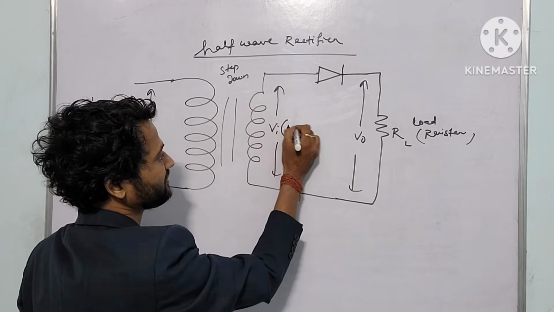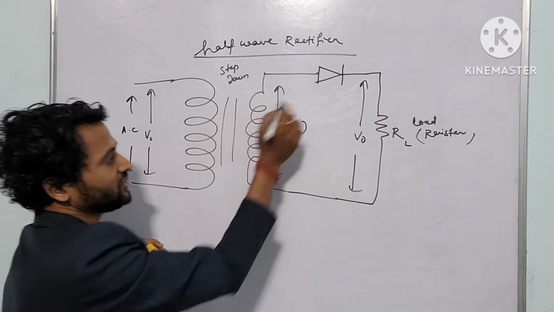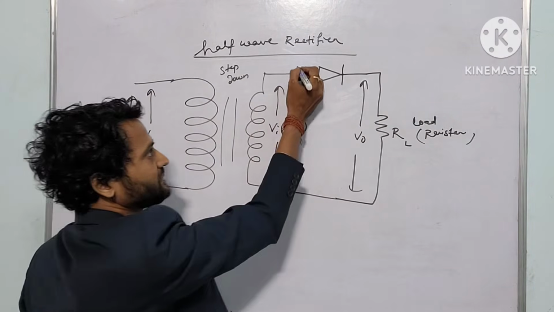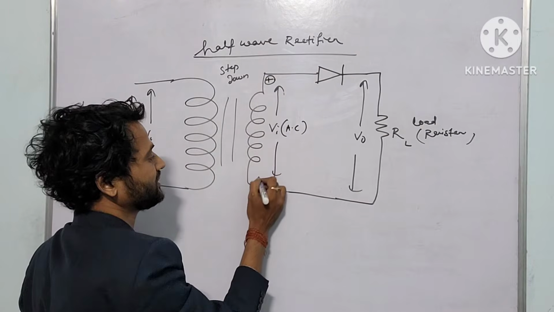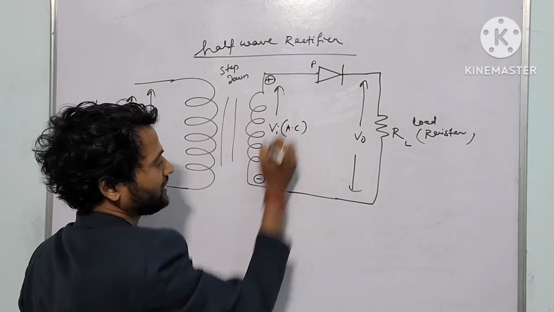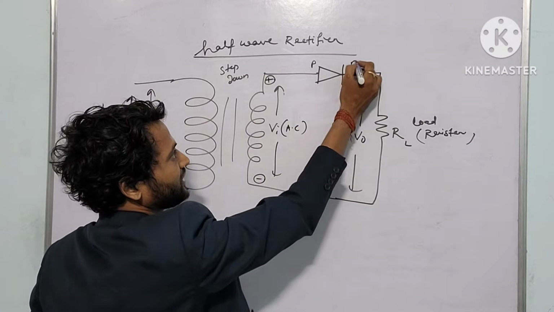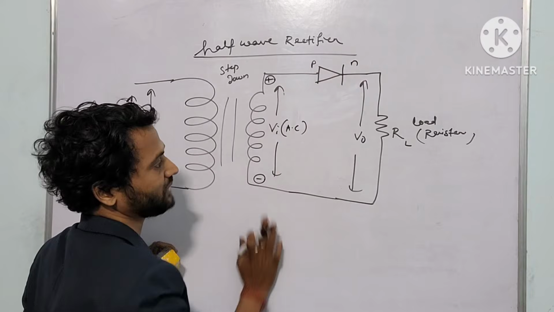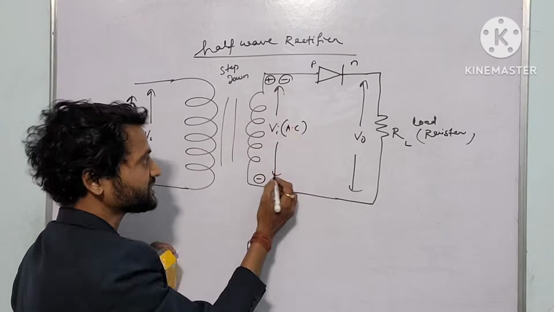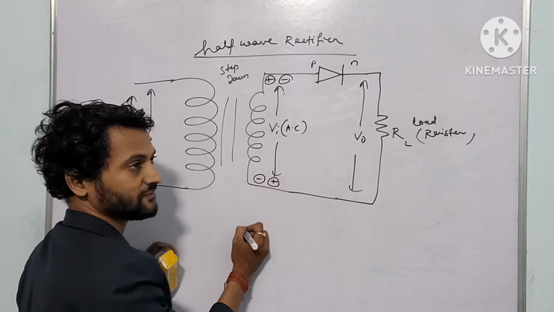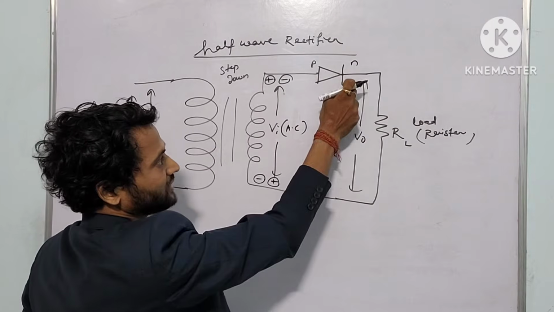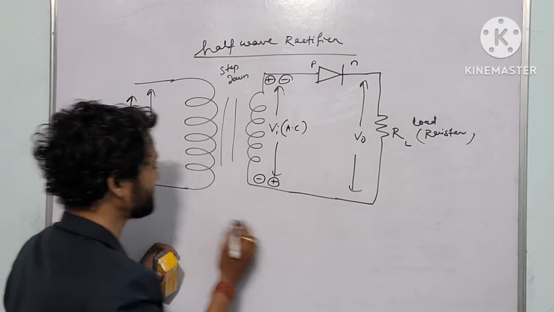What is this supply? AC or DC? AC. In AC there are two cycles, one positive half cycle and one negative half cycle. So during the positive half cycle, if positive is connected to the P terminal of the diode and negative is connected to the N terminal, it will act as forward biased, right? And in the next, second half cycle, this will become negative and this will become positive. So negative is connected to P and positive is connected to N, meaning in the second half cycle it will be reverse biased.